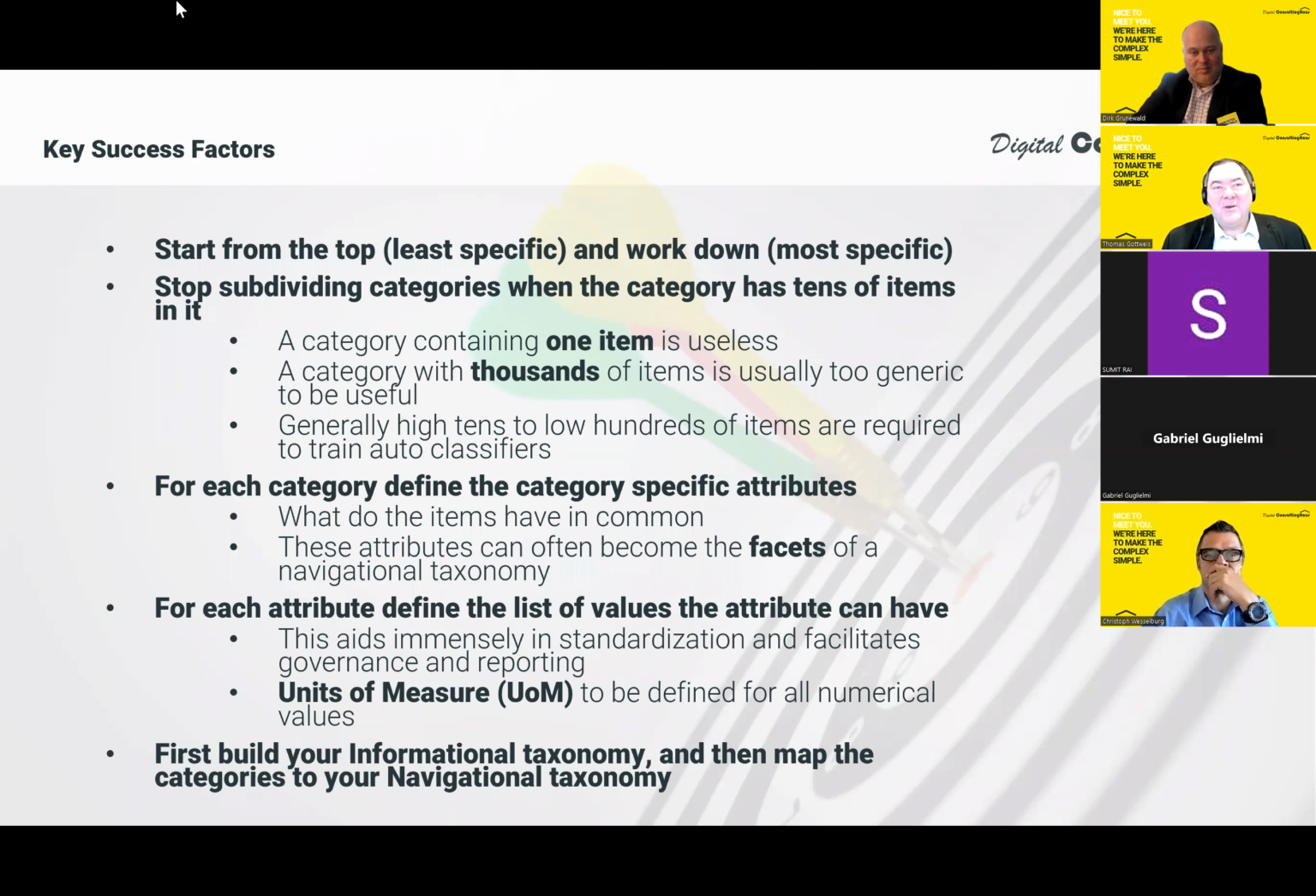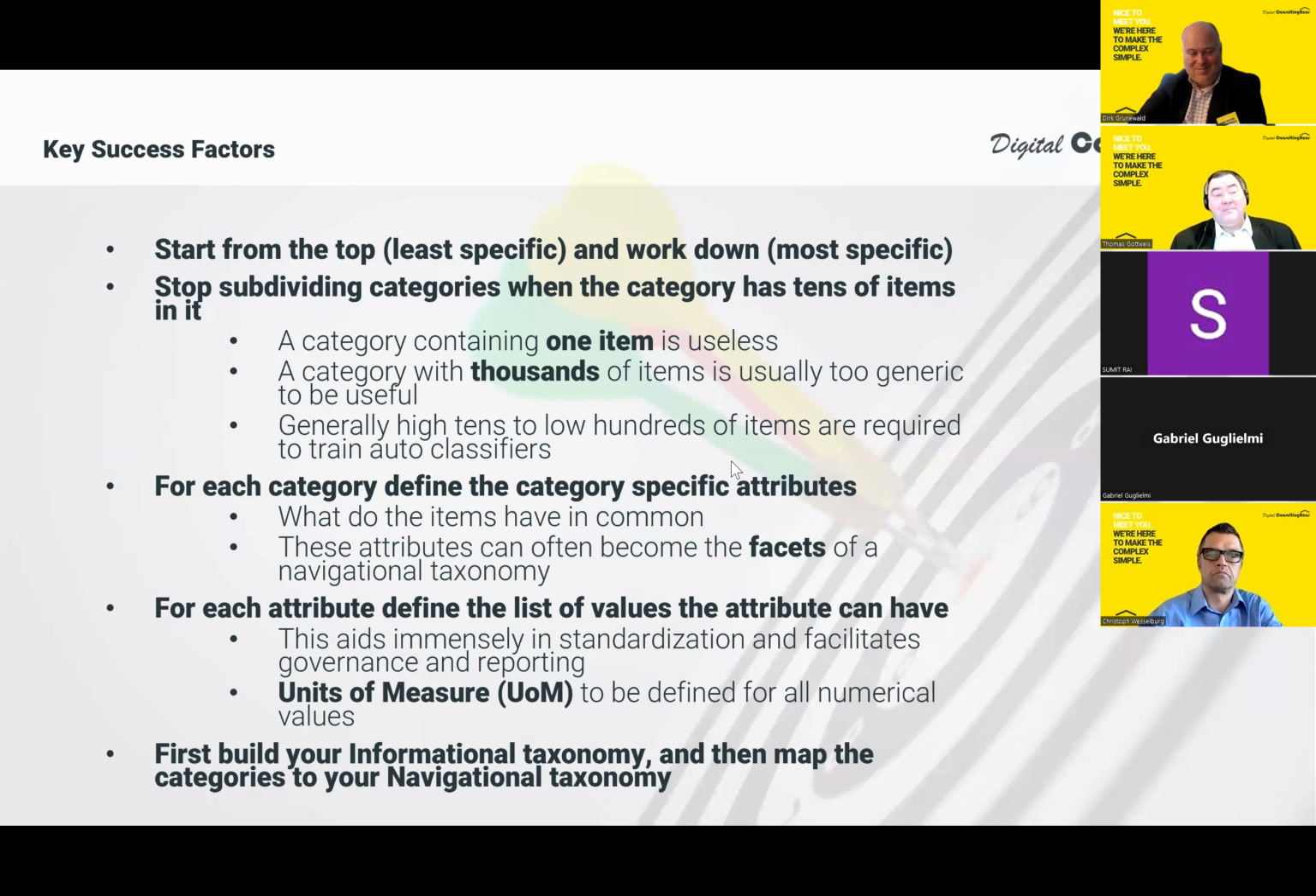So I would absolutely encourage very highly that as you're defining the attributes of a particular category, define the list of values that those attributes can have. And not only will your website creation people be happy, your data warehousing people will be grateful for what you're doing as well. But also make sure that things like units of measure, define those for all numerical values. Just to name a particular attribute and say it has a value of 5.